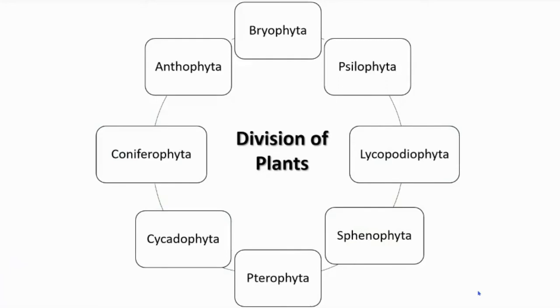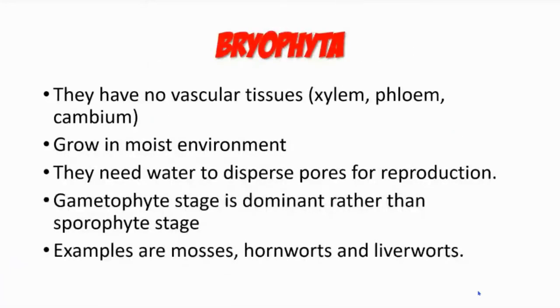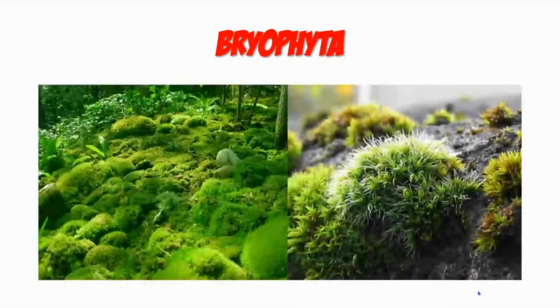Simulan muna natin sa Bryophyta. So, they have no vascular tissues. And then they grow in moist environment and they need water to disperse spores for reproduction. Gametophyte stage is dominant rather than sporophyte stage. Examples ng Bryophyta are mosses, hornworts, and then liverworts. So ayan ang itsura ng Bryophytes or Bryophyta or division Bryophyta.